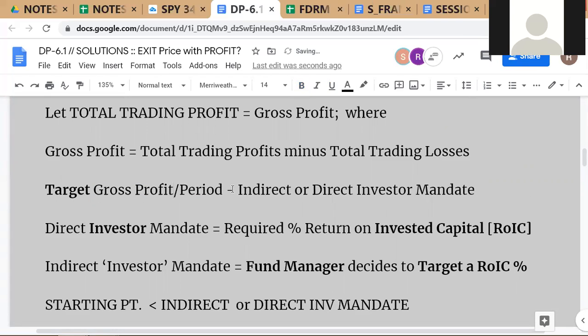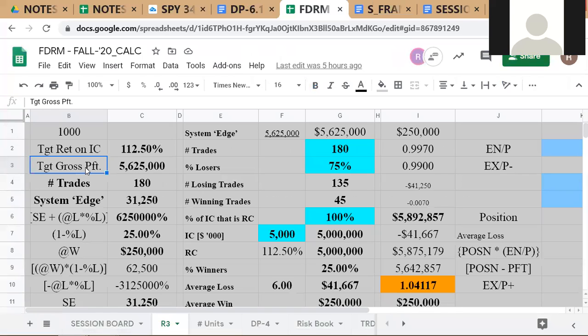So you understand why I'm doing this, because I have defined total trading profit as only the total of the profitable trades. But here what I mean is actually the gross profit, which is total of profitable trades minus total of losing trades. So this is what I'm talking about. When this number comes, target gross profit, you can see here target gross profit.